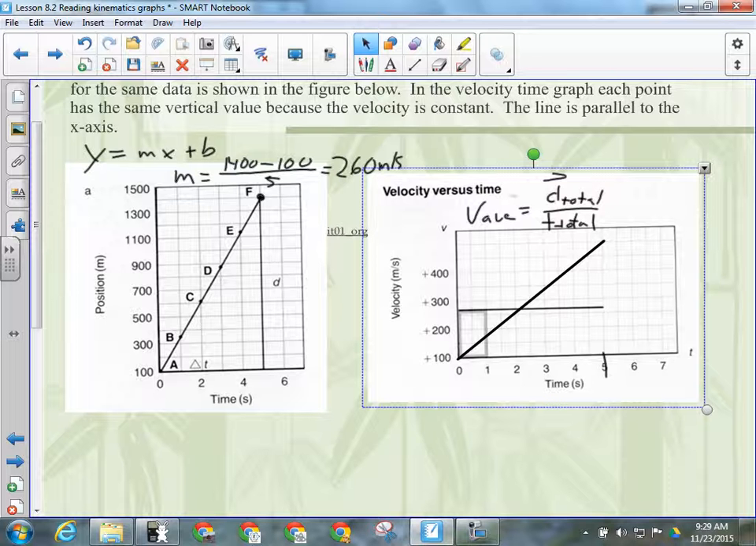So its average velocity is where? Right smack in the middle, right? Half of the trip it was going faster than this number, and half the trip it was going slower than that number. So the average would be somewhere in the middle. How do you calculate the area of a triangle?